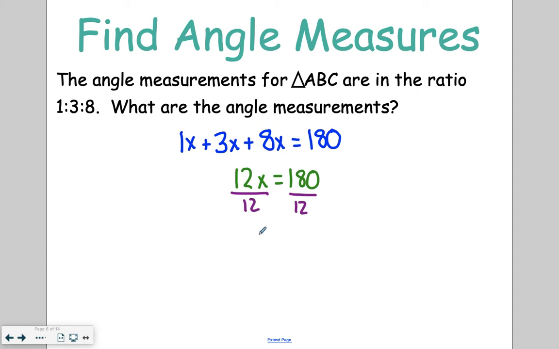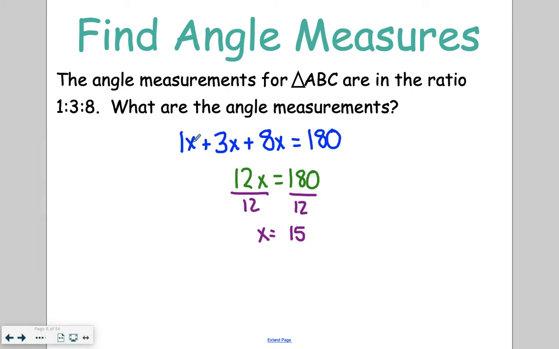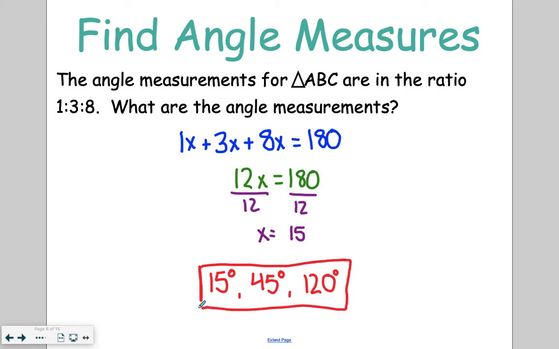the equation, giving you that x is equal to 15, which means your angle measurements then, for the first one, 1 times 15 gives you 15 degrees. Then you do 3 times 15, which is 45 degrees. And then you do 8 times 15, which is 120 degrees. So that is how we can use ratios to find angle measurements.